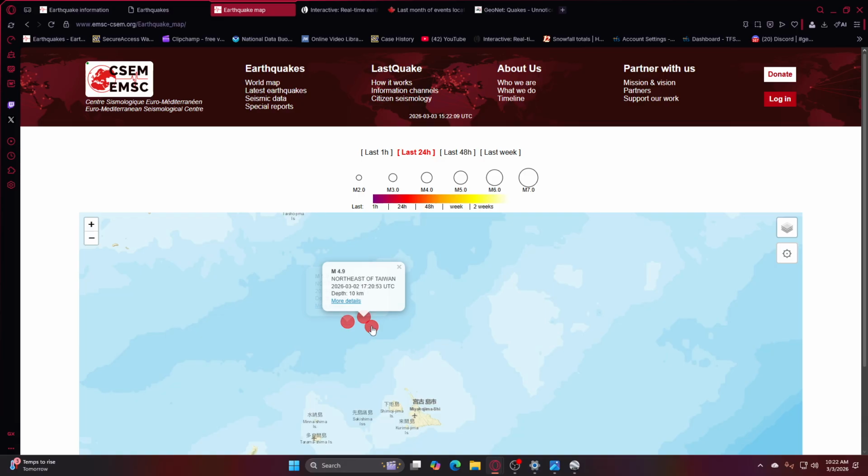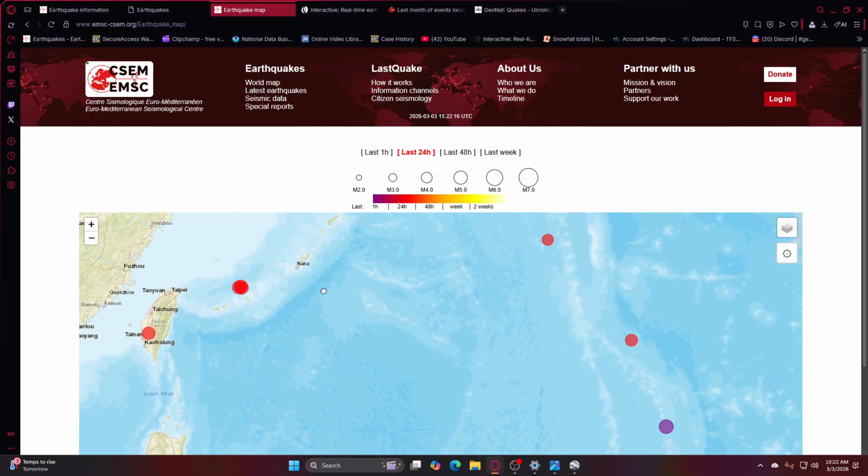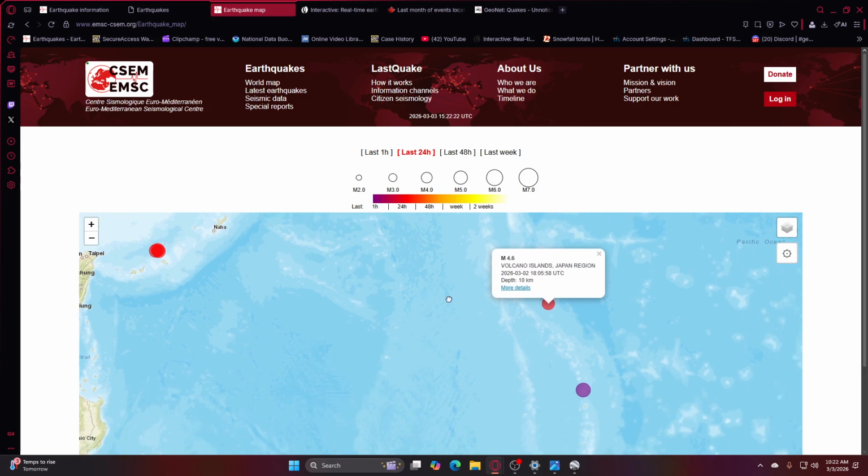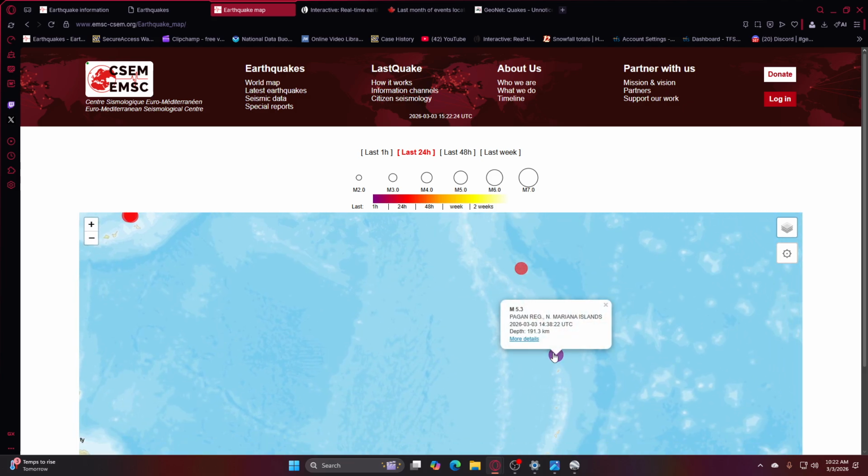There's 5.0, 4.9, 4.9 there. We have some offshore here. So 4.3, that's Bonin Islands. 4.8, Volcano Islands. And the 5.3, Pagan region, North Mariana Islands.